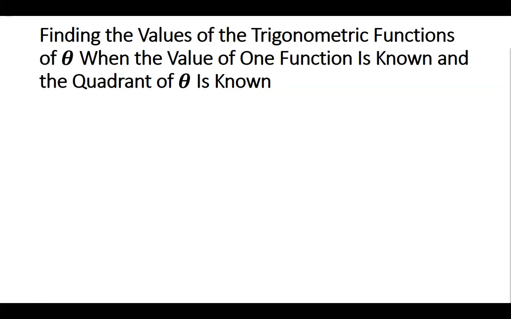Now, the reason I need to know what quadrant I'm in is because there are two quadrants in which a trig function is positive, and there are two quadrants in which the trig function is negative. So just having a trigonometric ratio does not tell me what the actual values are going to be for all of the other trigonometric functions. I need a quadrant to clarify where different trig functions are going to be positive and negative.